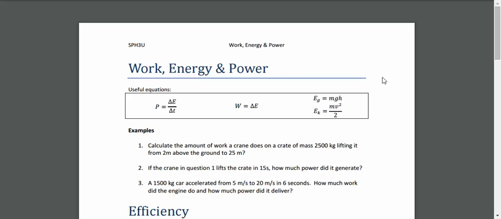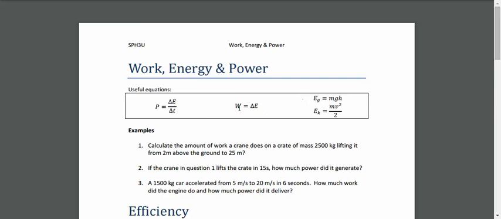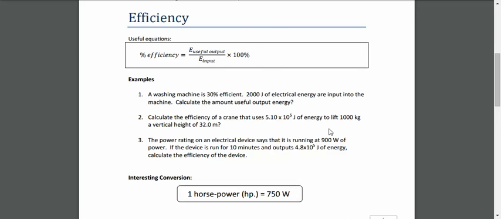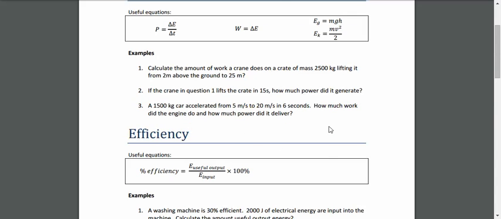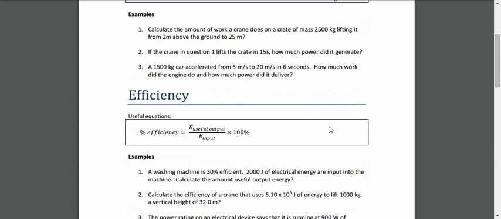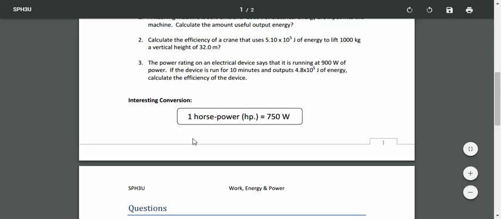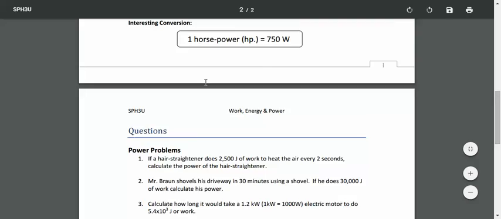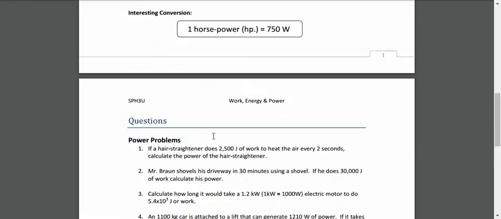All right, so what I want to do here is just give a quick example of how to do calculations with both power and efficiency. Sorry for the quality of this video. I just had to scan the pictures quickly and just talk over it. So we're going to do a few questions with power and a few questions with efficiency. And then down here you're going to see your questions that you're going to work on in class today.